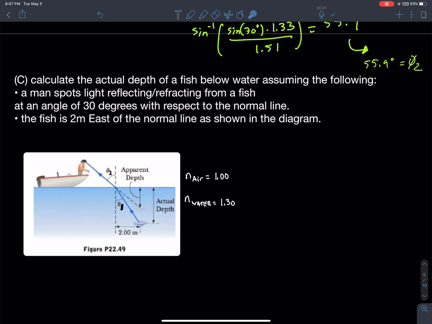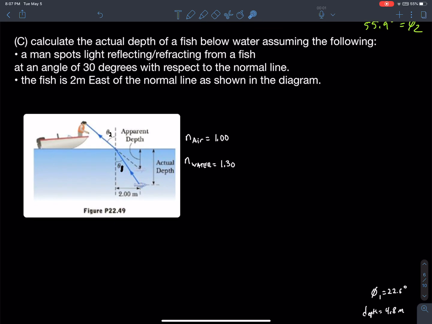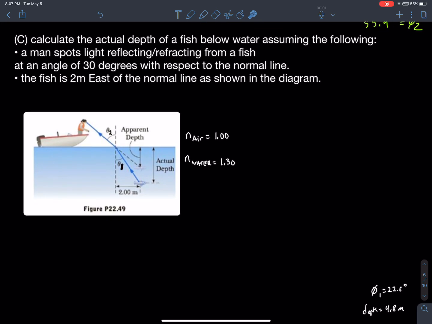So here would be a typical challenge problem where we're looking at a virtual image. The fisherman sees an image of a fish, but he knows that that's not the real fish. So what we want to calculate, using all these angles that we have here, is the actual position of the fish so that he can go catch it. This little line here is my normal line, and this question is asking us to calculate the actual depth of a fish below water. How deep is that water?